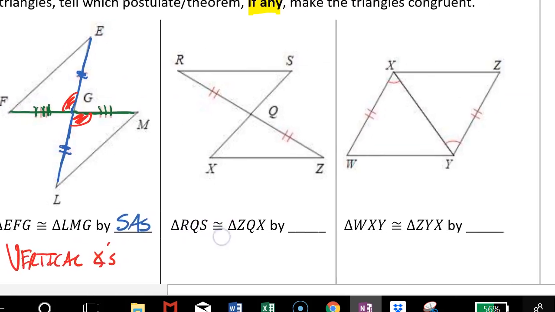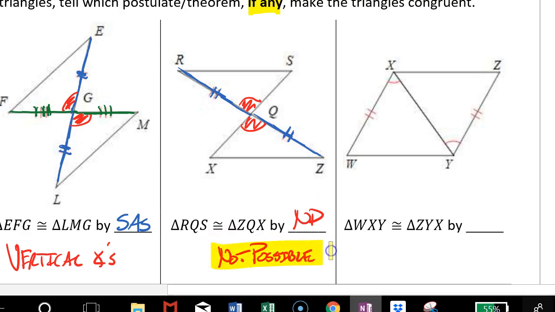Next 2 examples. We see in our diagram we are given RQ, 2 tick marks, is congruent to QZ, 2 tick marks. We also have another set of vertical angles. RQS is congruent to ZQX. However, we only have 2 pieces of information. This is not enough of a shortcut in order to prove triangle congruence, so this is not possible. Not possible to prove the triangles are congruent without more information.